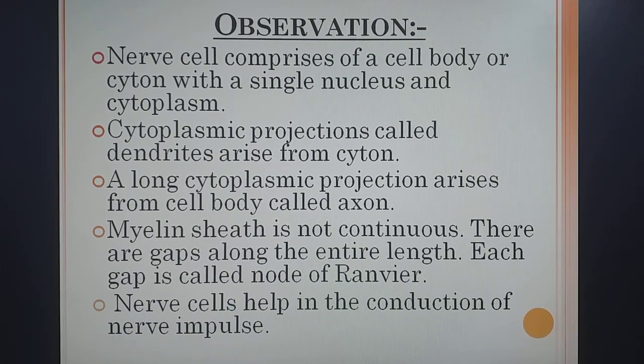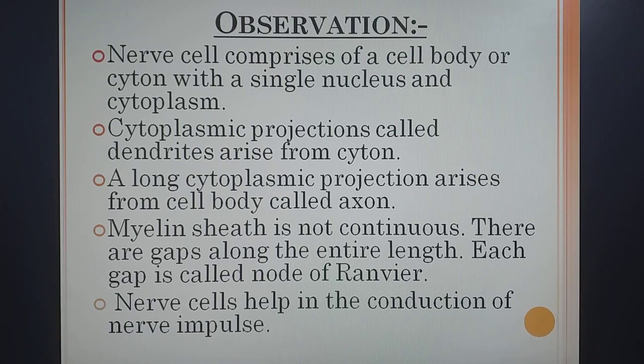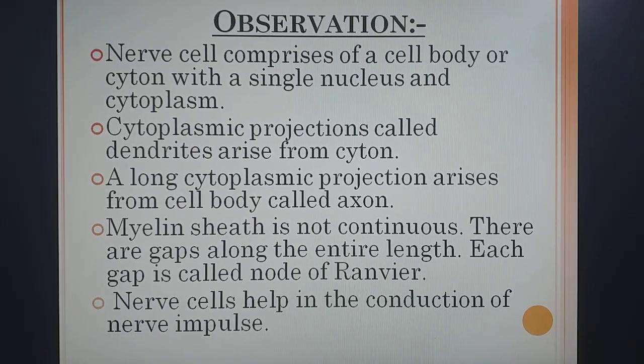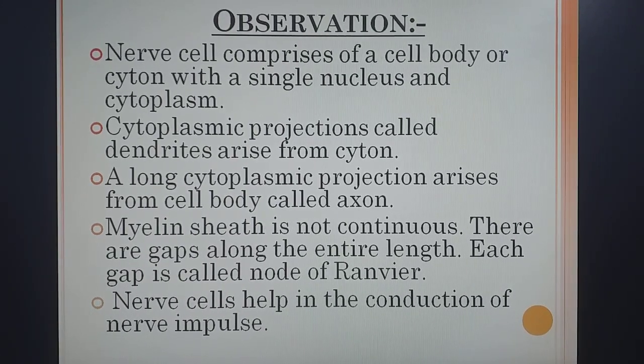Now nerve cells help in the conduction of the nerve impulse. So this is the function of the nerve cell, that they help to carry messages from the different parts of the body to the brain and from the brain to the different parts of the body.